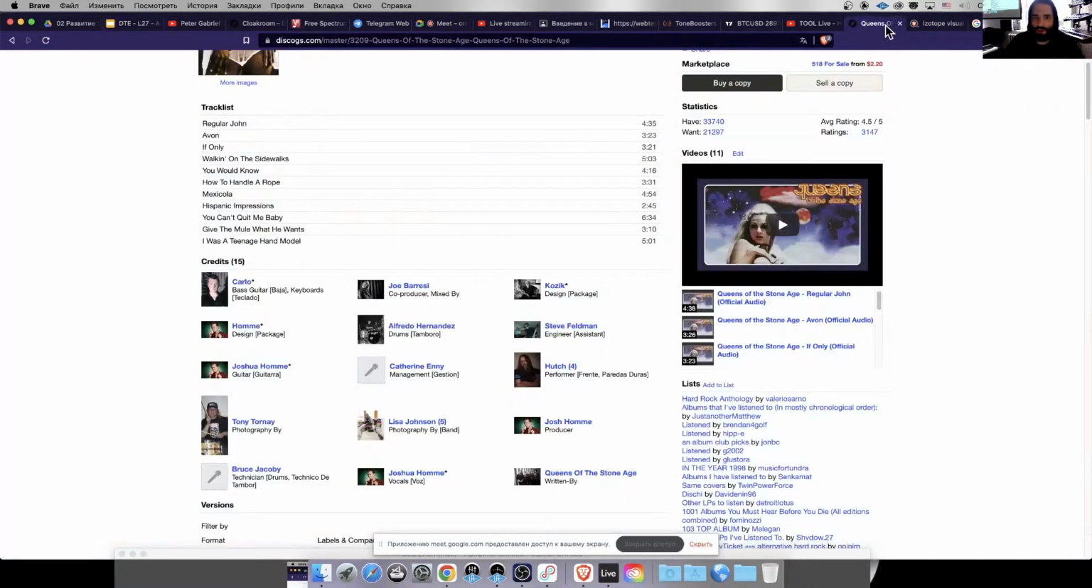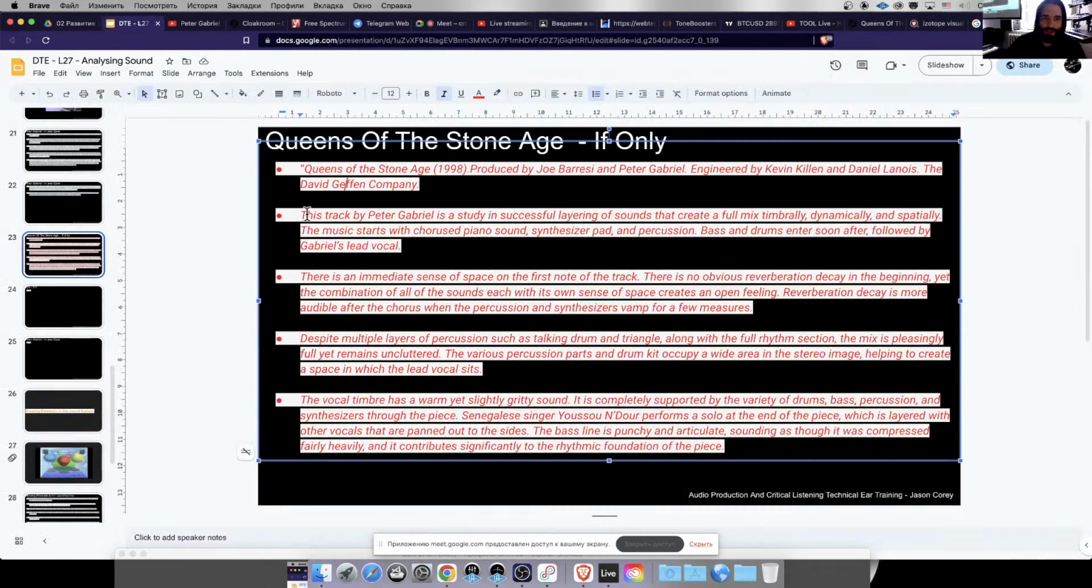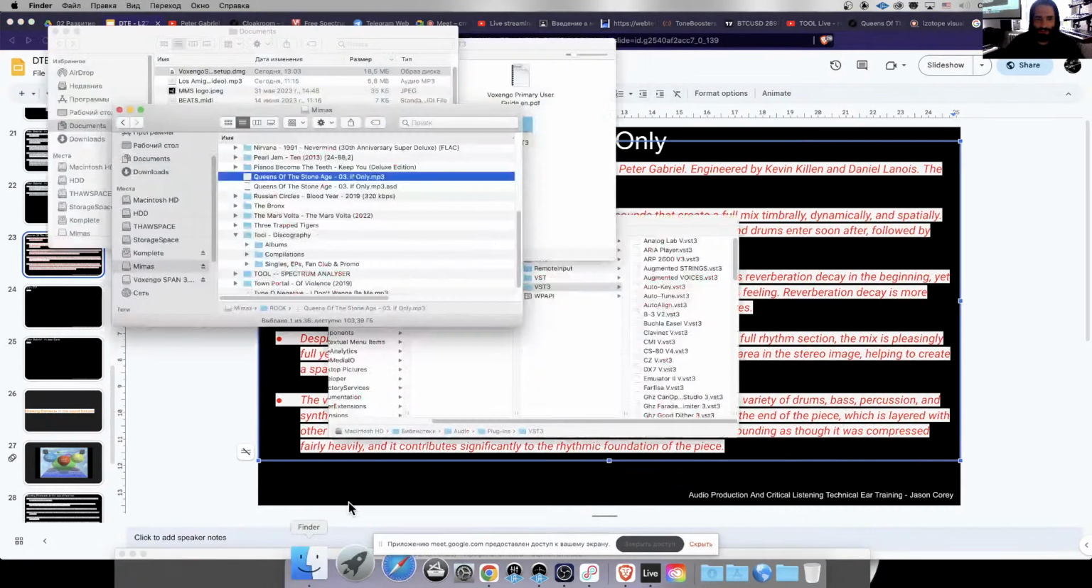I'm going to do this quickly, so I'm not going to finish everything. We have here Técnico de Tambor. So funny that it's in Spanish. I'm just seeing who is in this. Joshua Holm, Steve Feldman. There is another engineer here. Alfredo Hernandez, drums, Holm, etc. Okay, that's cool. So let's have a listen a little bit more and determine what's up with that song.